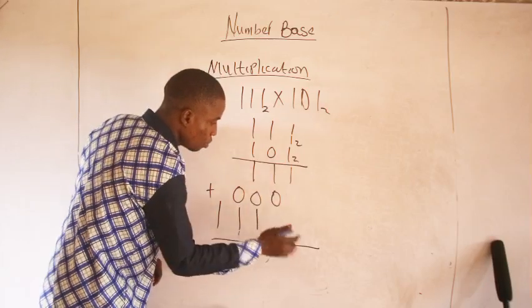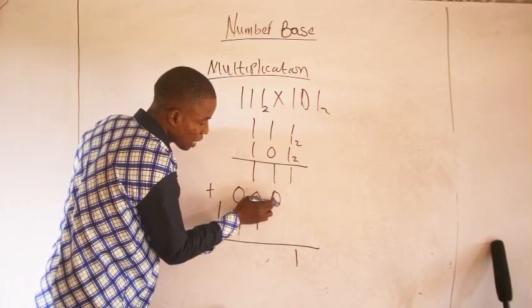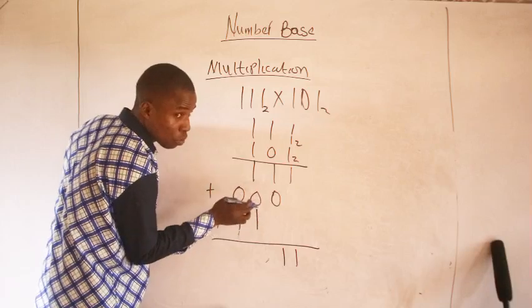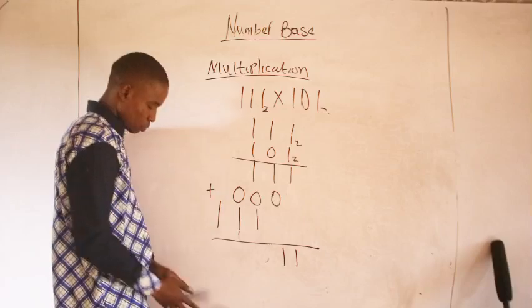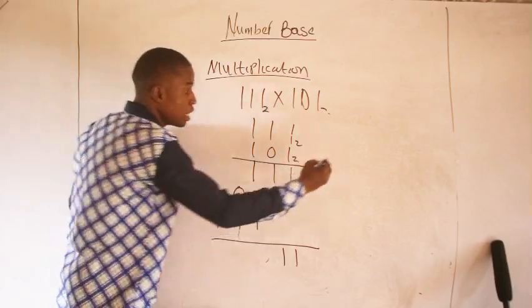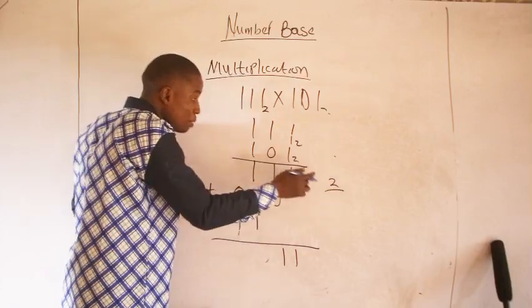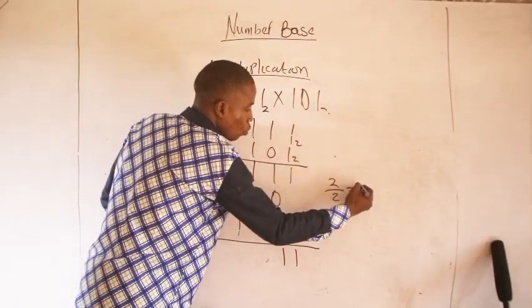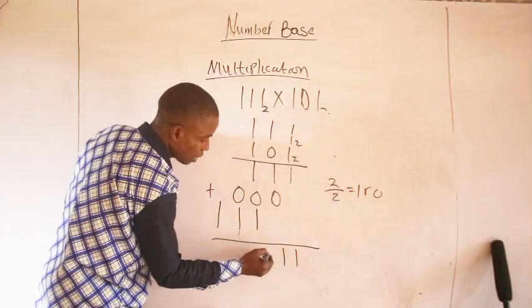Now, this one will be what? 1 plus 0, 1. 1 plus 0 plus 1, 2. It must not be up to the base. When you are getting this one, it is what? 2. You divide it by the base. 2 because it's up to the base, equal to 1, remainder 0. You write the 0.